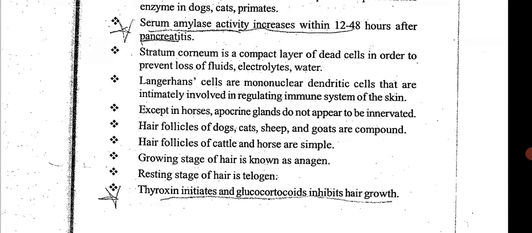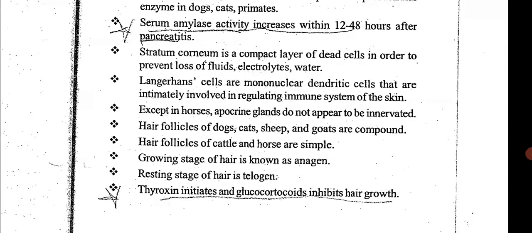Langerhans cells are mononuclear dendritic cells that are intimately involved in regulating the immune system of the skin. The immune system of skin is controlled by Langerhans cells. Except in horses, apocrine glands do not appear to be innervated. They are only innervated in horses.